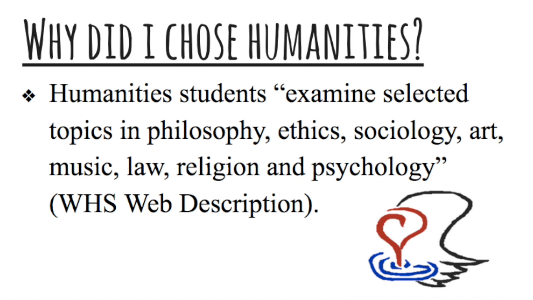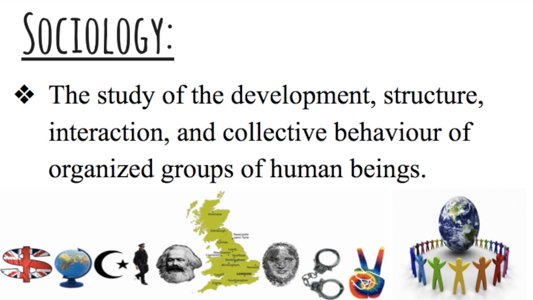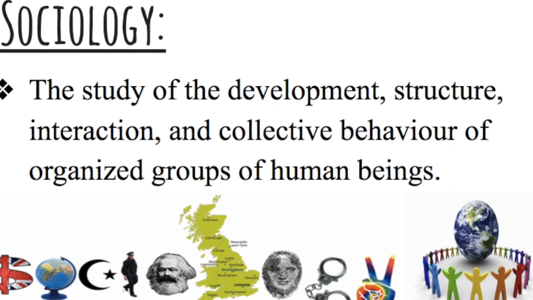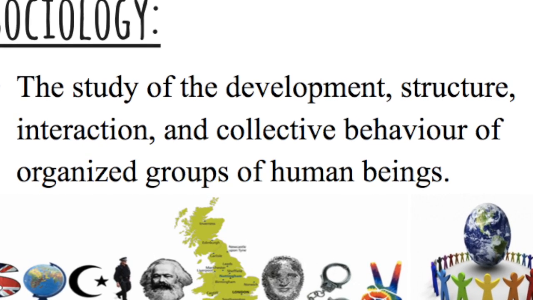You might be asking, why did you choose the humanities core? Well, humanities students examine selected topics in philosophy and ethics, sociology, art, music, law, religion, and psychology. That's from the Windsor High School web description of the humanities core. A big humanities focus is sociology, which is the study of the development, the structure, the interaction, and the collective behavior of organized groups of human beings.